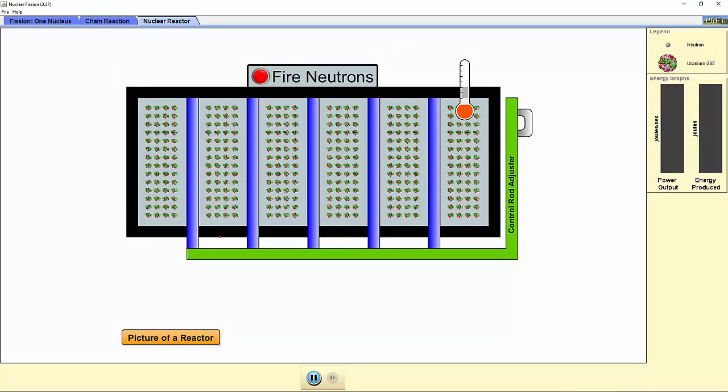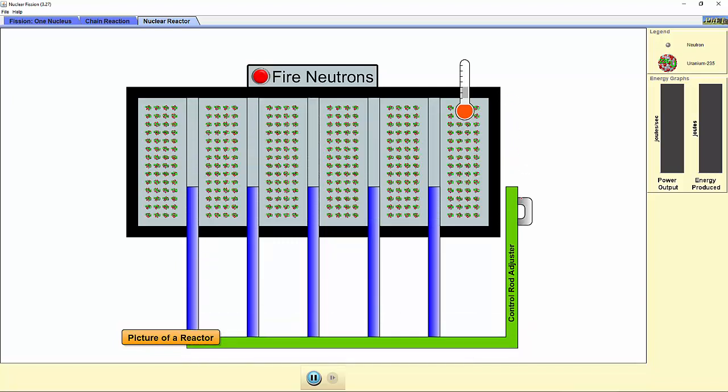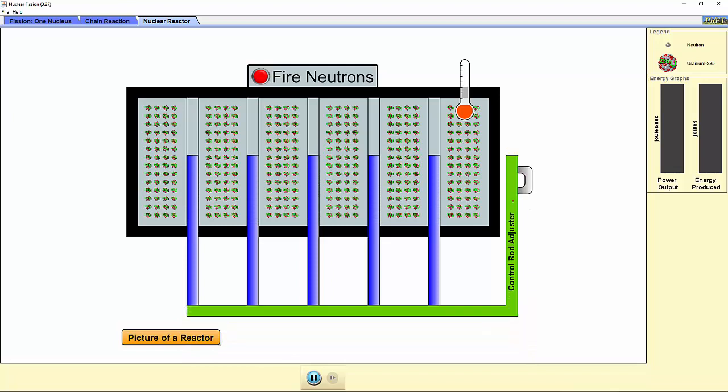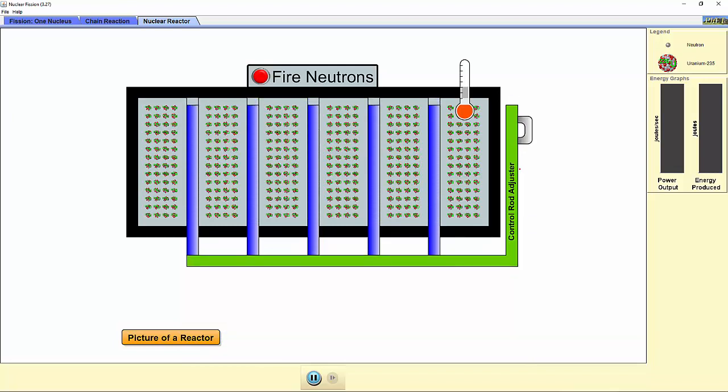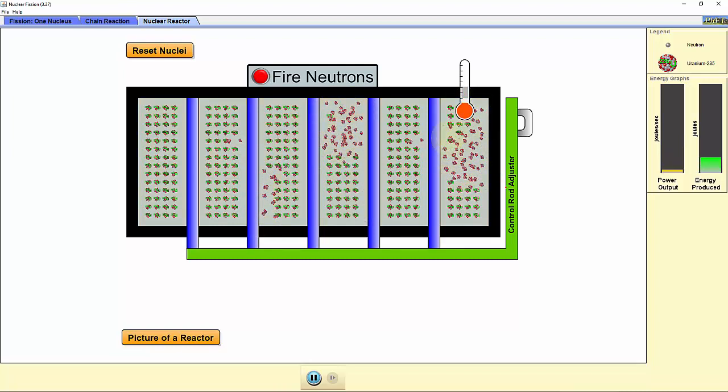And finally, we've got a simulator of a nuclear reactor. What I can control here are the control rods. Control rods are basically neutron absorbers. So when you have neutrons being released in this chain reaction, they won't be able to go very far if you've got the control rods in the system. If I fire some neutrons, you notice that the reactions won't cross over, the rods will absorb the neutrons, and the reaction will stop fairly quickly.